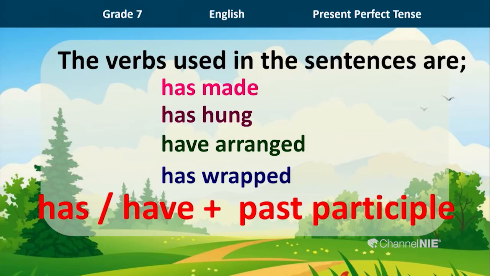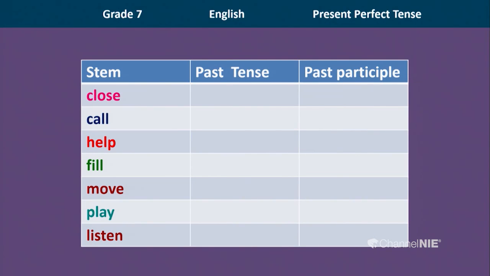Children, can you remember what a past participle is? I would like to refresh your mind on this a little, right? We will do a small activity to talk about past participles. Here you can see a table on the slide. 3 columns are given to us: stem, past tense and the past participle. There are certain words in the stem column, right? I will read them to you: close, call, help, fill, move, play, listen.